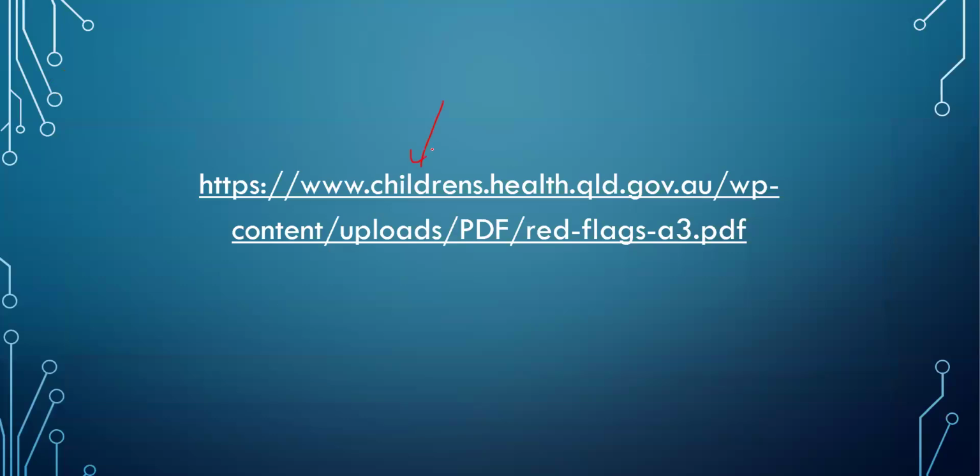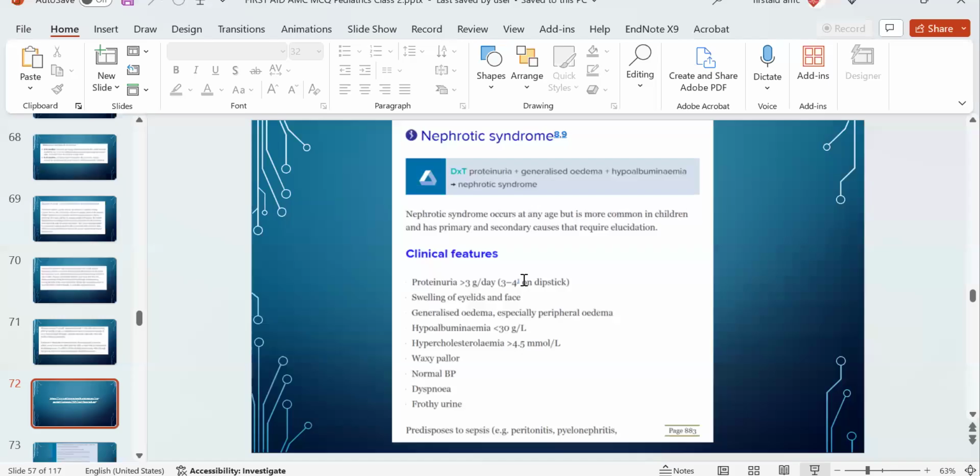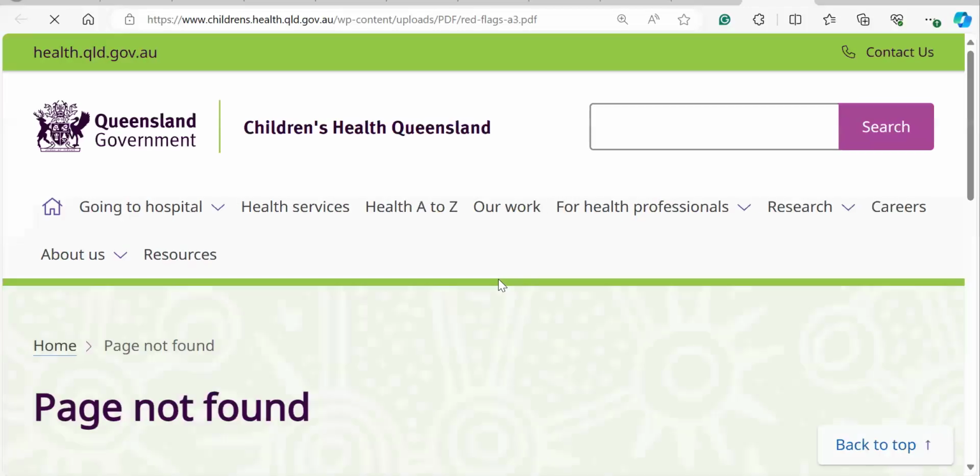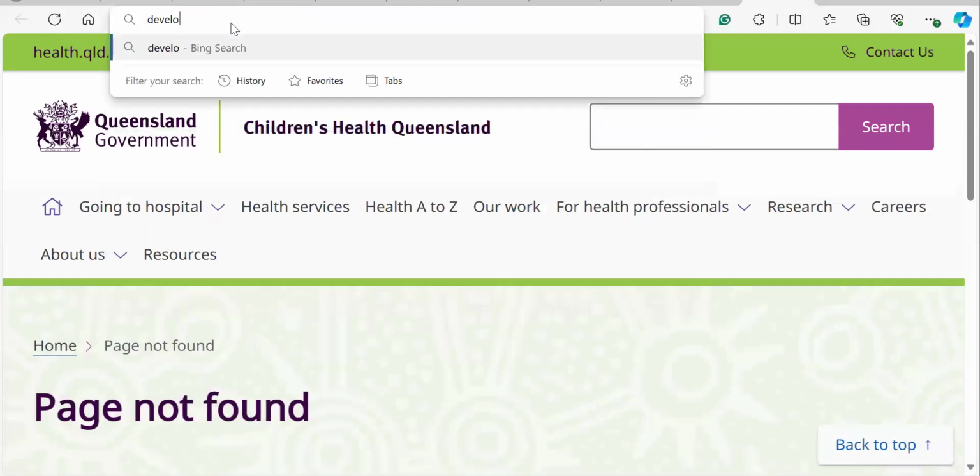Okay. Now there is a guideline in here which shows all the red flags, and that is very, very important to know. It's not here. Okay.